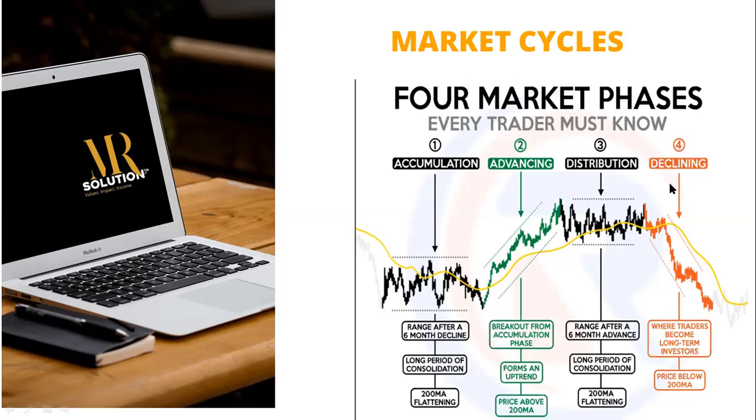Then finally, there's a declining phase. Okay, it's characterized by a place where traders become long-term investors. If you didn't sell when the price was advancing, or maybe when it got to distribution, some persons tend not to sell again. They become long-term investors because they don't want to sell at a loss. They just have to wait until price starts up another cycle. Okay, so this is equally the place where the price goes below the 200 moving average. This is the 200 moving average. You can see the price has equally gone below it.